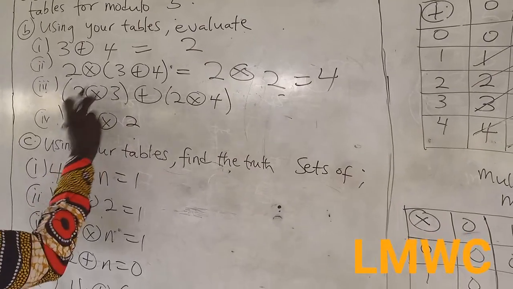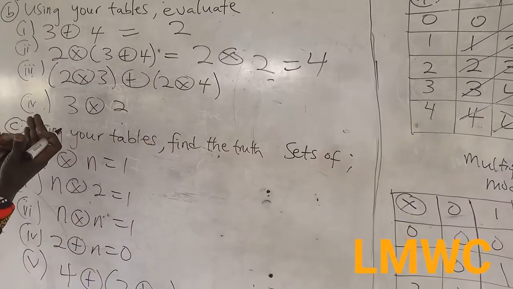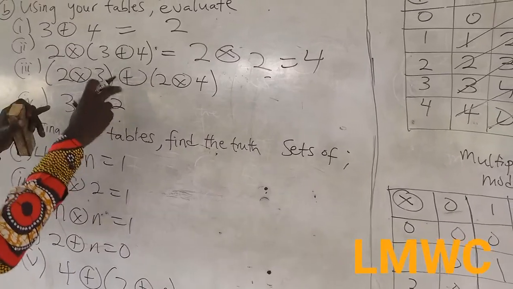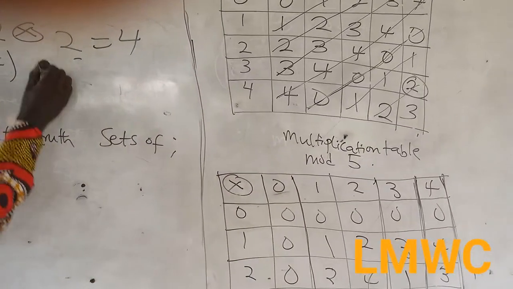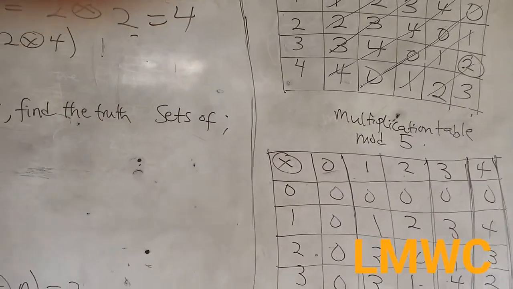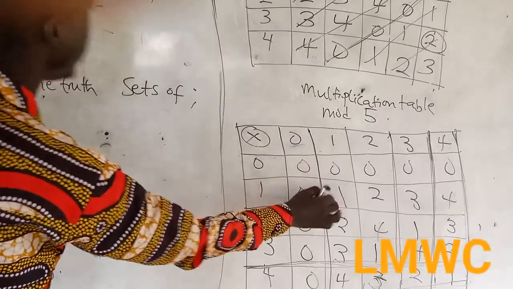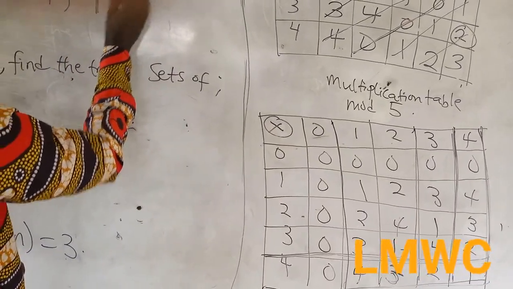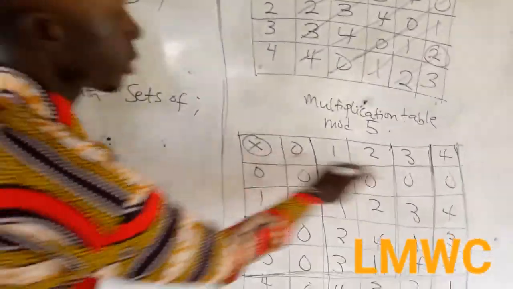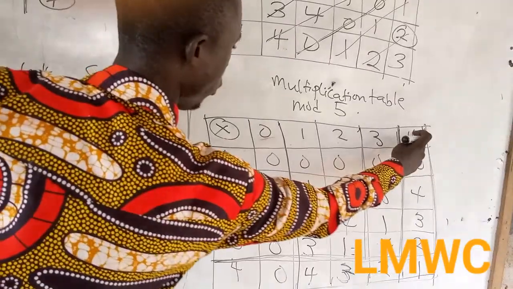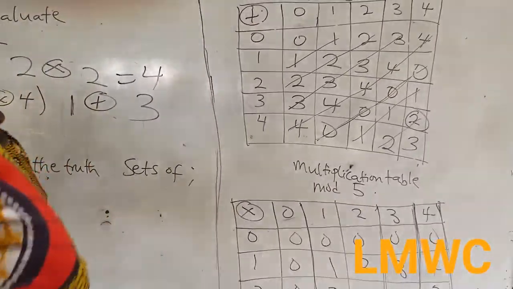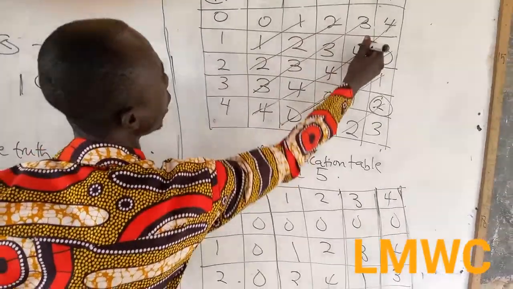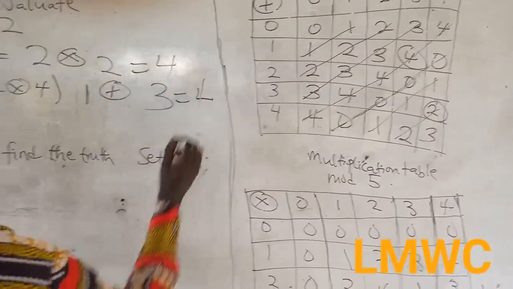This one too, you must work out the bracket, and after that you combine it with the addition. So 2 times 3 is what? We are getting 1. It's not 6, because we are using the table. So we have 1 plus 2 times 4. 2 times 4, we are getting 3. So 1 plus 3. You follow your addition table too. Every answer you are getting, we don't use our imagination. So 1 plus 3 is 4. The value for this one, the third one, is 4.